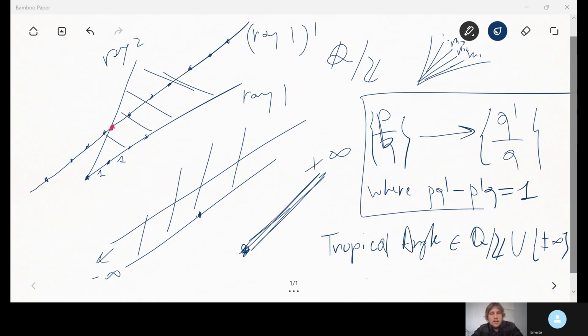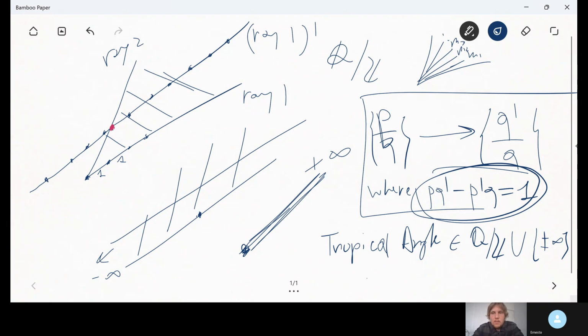This definition of the tropical angle depends on the ordering of the rays, and the transformation is from P over Q to Q prime over Q, where P, Q and P prime, Q prime satisfy this condition. One way to think about it is that the first parameter of the tropical corner is Q, and P is an invertible element in the ring Z mod QZ, and this Q prime is the inverse.